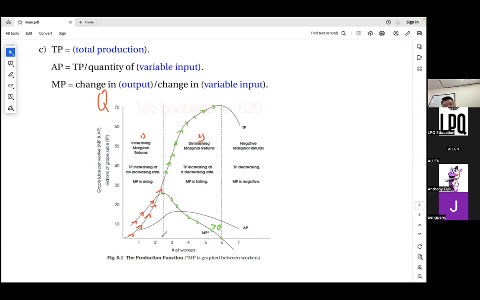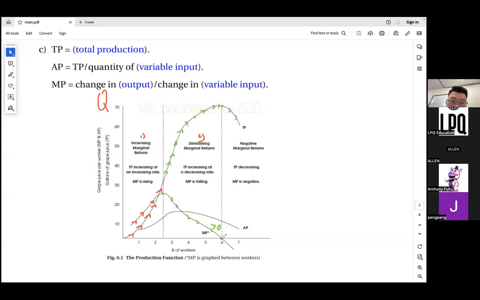So in the second stage, when you hire more laborers, those additional laborers still bring out more products, for sure. So your TP still can be increased, but with a decreasing rate, slower and slower. And then there is a peak of the TP. After this peak, your TP begins to decrease.